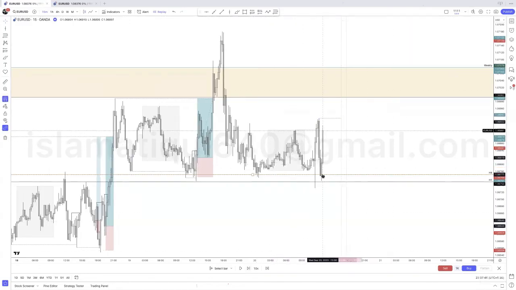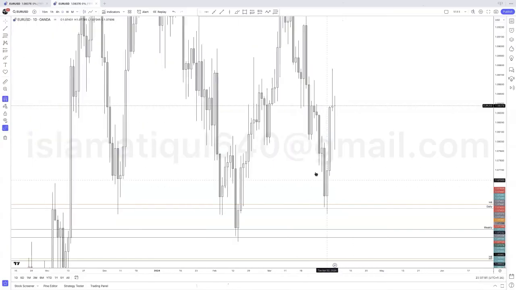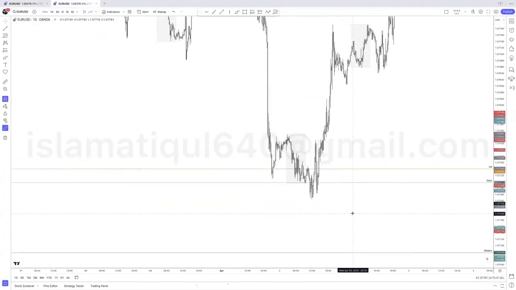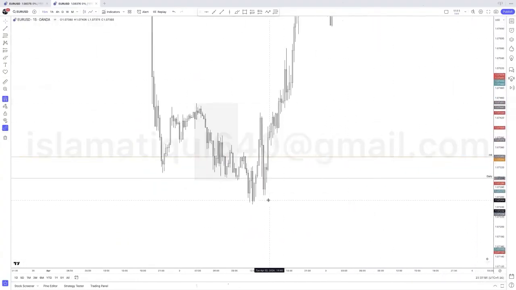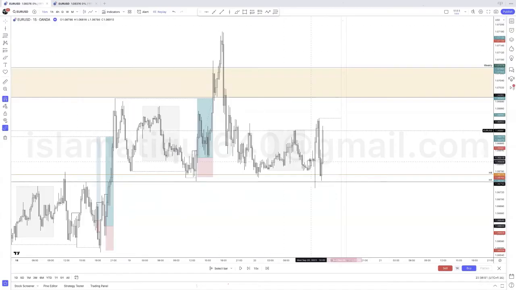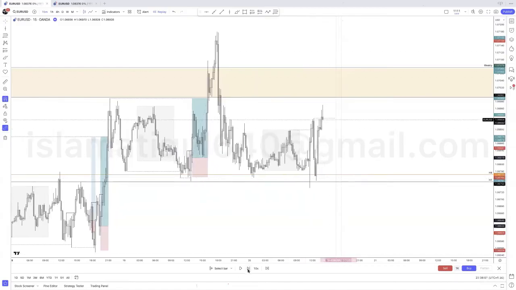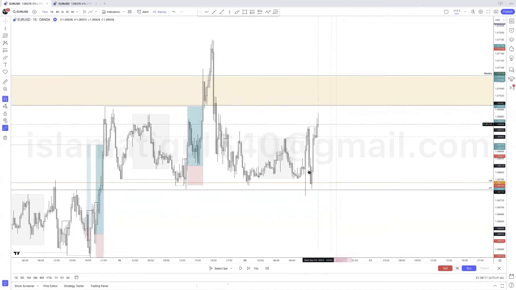It's pushing back up. This was exactly what happened last Tuesday. Last Tuesday we had a similar setup. Swept liquidity, broke structure, pulled back, moved back up. Same thing, see? Swept liquidity, broke structure, pulled back, and now they're moving back up. Exactly the same setup.